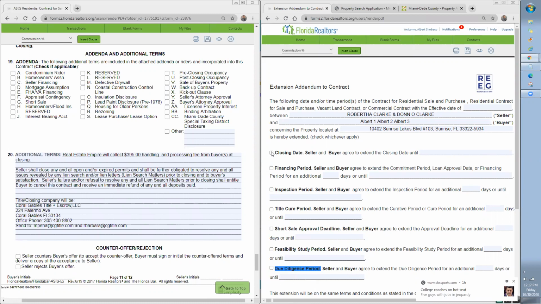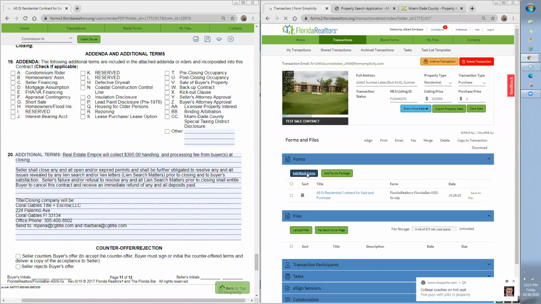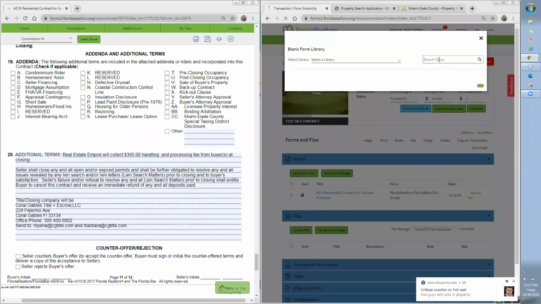And all you need to do is select what it is you're looking to extend and place the date or time frame that you're looking to extend it, okay? It's already done for you. It's very simple to just choose what you're looking for and place whatever time frame you're looking to extend, okay? The other one that you will use is a blank form, and it's called the addendum to contract, okay?